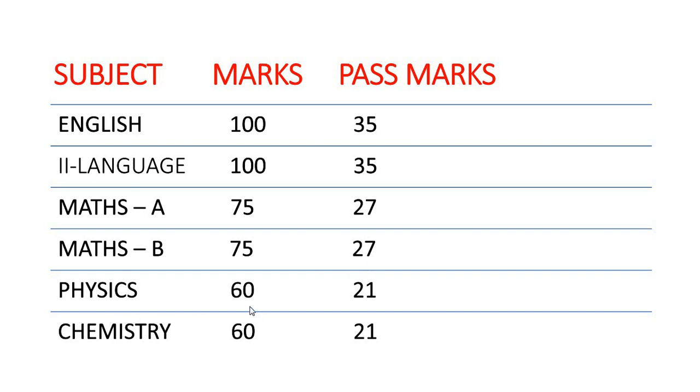Physics is for 60 marks, so in order to pass, you need 21 marks. And for chemistry, the question paper will be for 60 marks and you need to score 21 marks in order to pass. So this is the marks range. Out of 75, you have to score 27 marks, and out of 60, you have to score 21 marks in order to pass. So this is the marks distribution for MPC students.